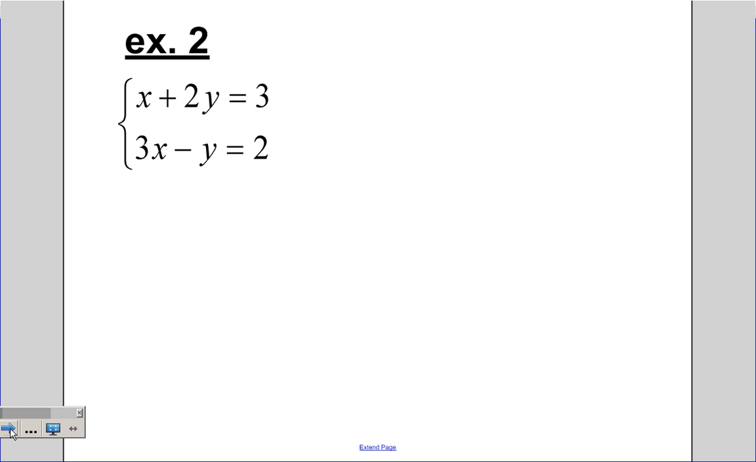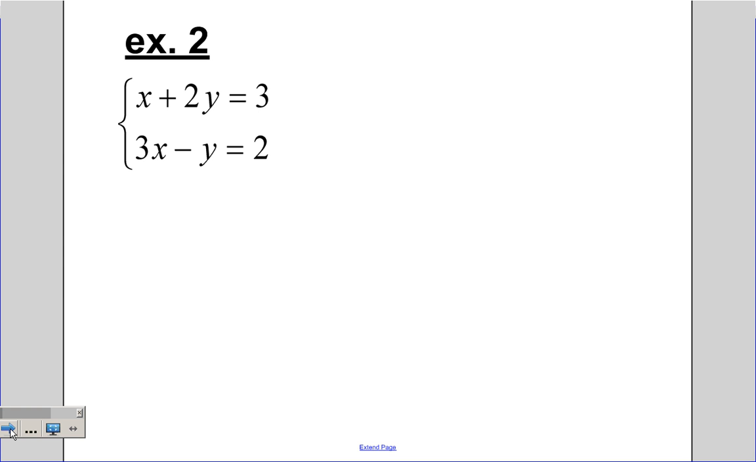Next, we'll try example 2. Again, nothing that matches. x and 3x, 2y and negative y. But here we have really two options. We can multiply the top line by 3, giving us 3x and 3x. So we have a match. Or we can multiply the bottom line by 2, giving us 2y and 2y. Again, giving us a match. It doesn't matter which way you go. They're both going to be fine.